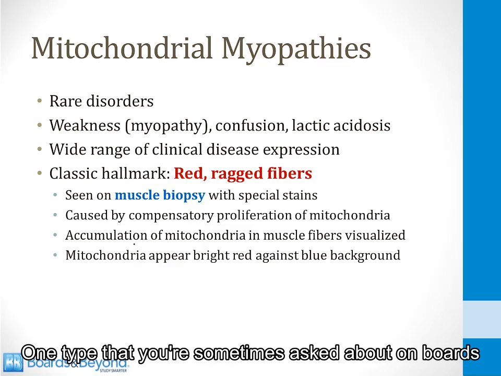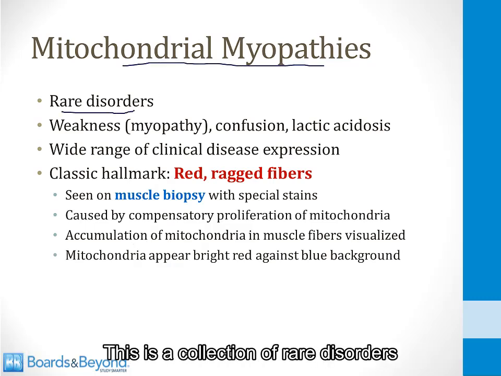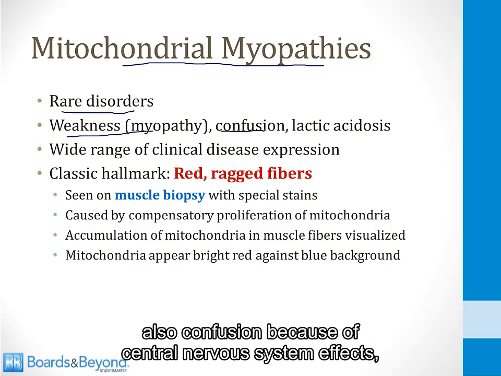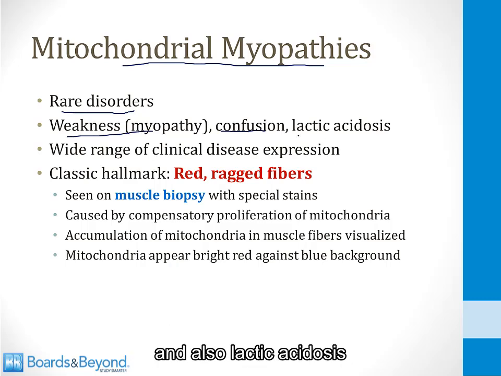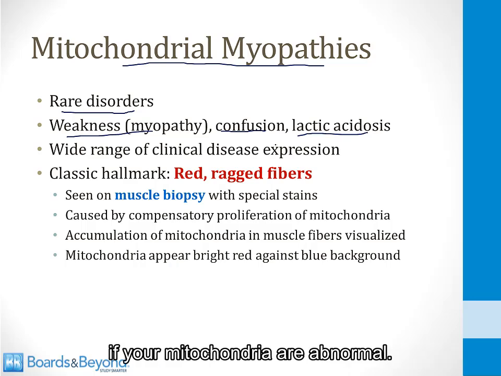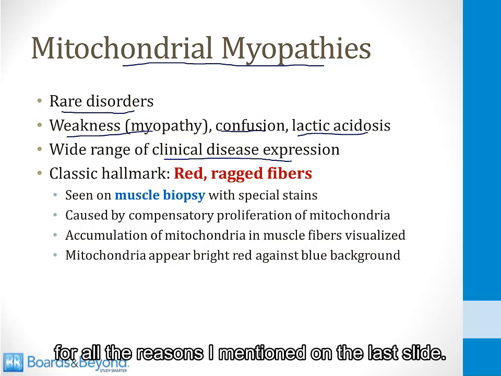One type that you're sometimes asked about on boards are the mitochondrial myopathies. This is a collection of rare disorders that all present with weakness, which is myopathy, also confusion because of central nervous system effects, and also lactic acidosis because you cannot perform oxidative phosphorylation if your mitochondria are abnormal. There's a wide range of clinical disease expression for all the reasons I mentioned on the last slide.